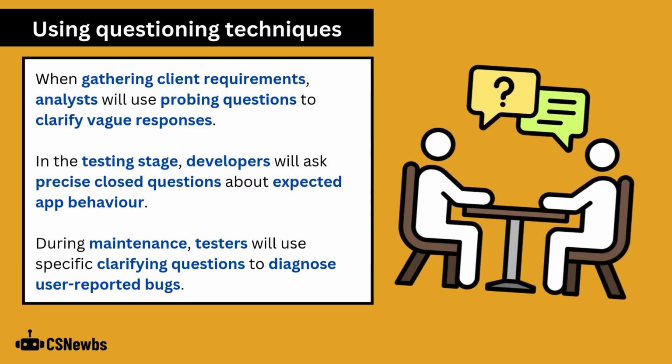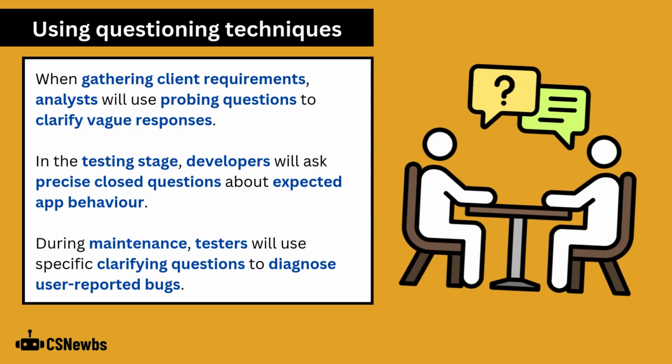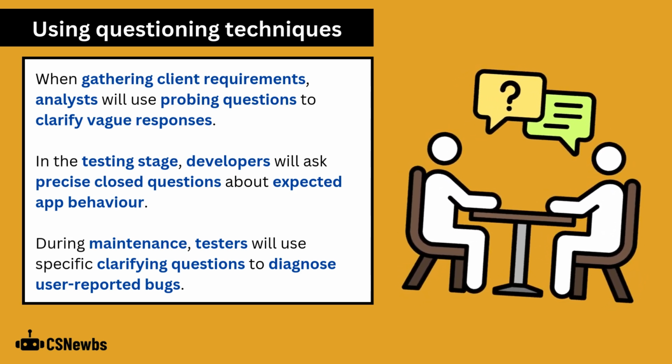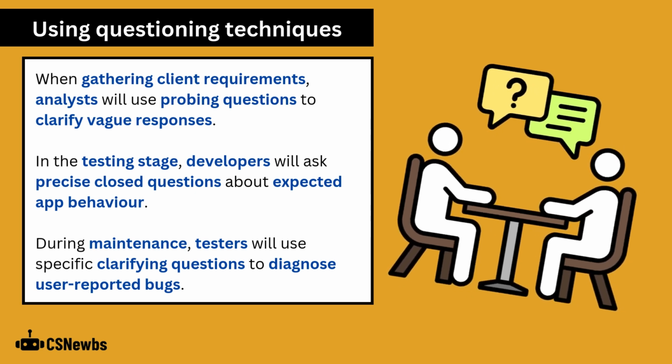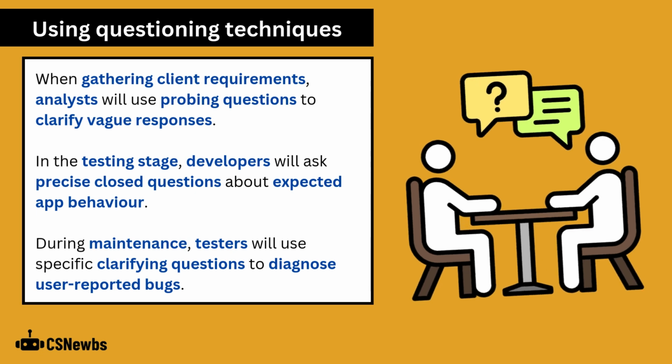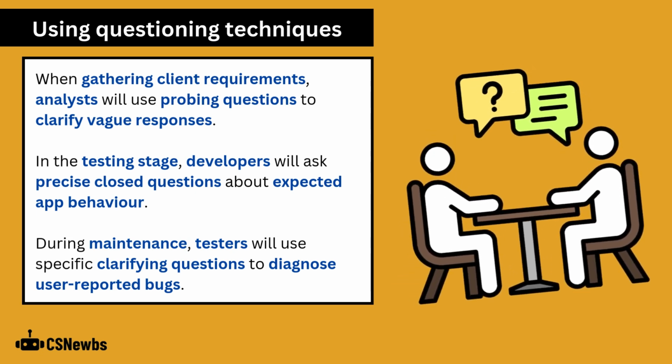When gathering client requirements, analysts will use probing questions to clarify vague responses. In the testing stage, developers will ask precise, closed questions about expected app behavior, and during maintenance, testers will use specific clarifying questions to diagnose user-reported bugs.